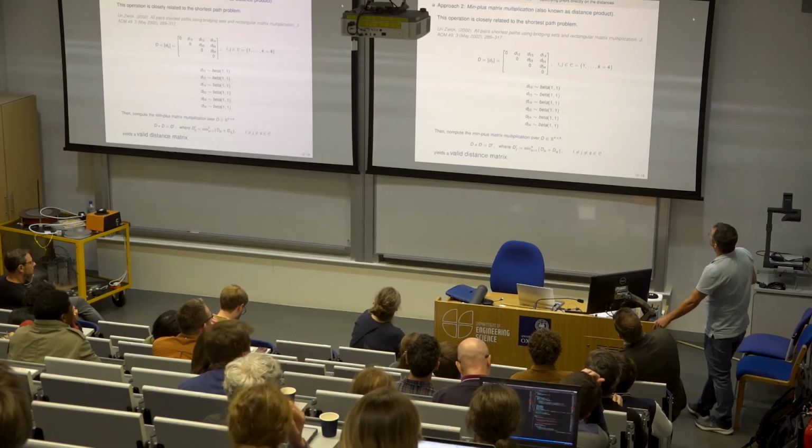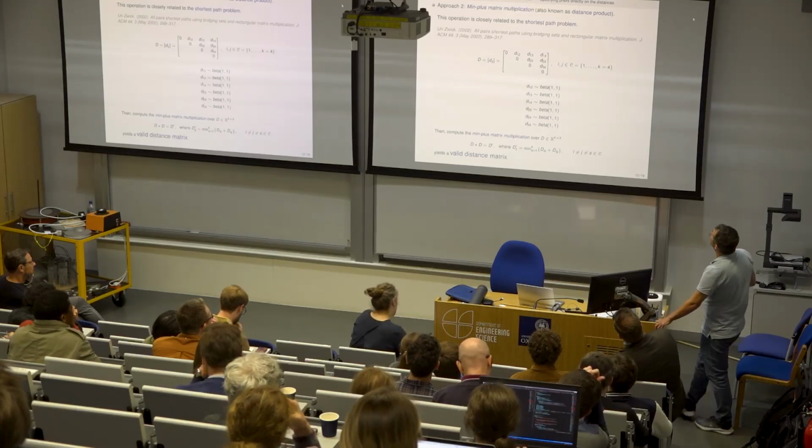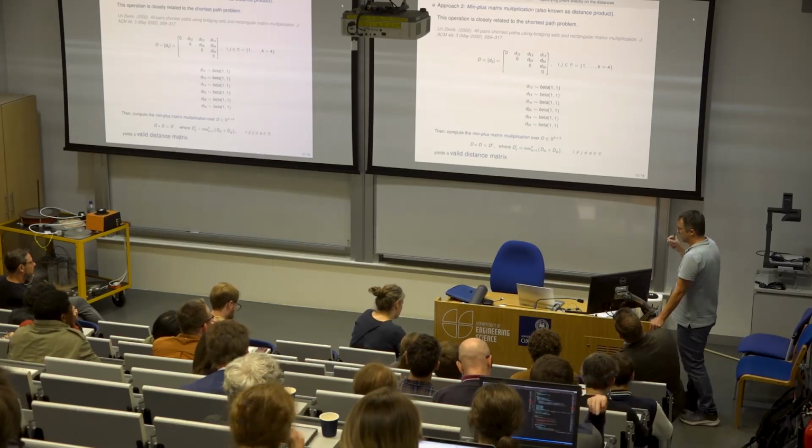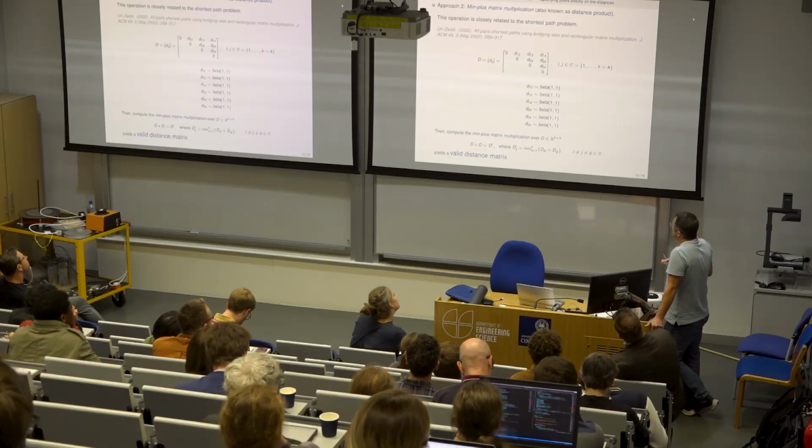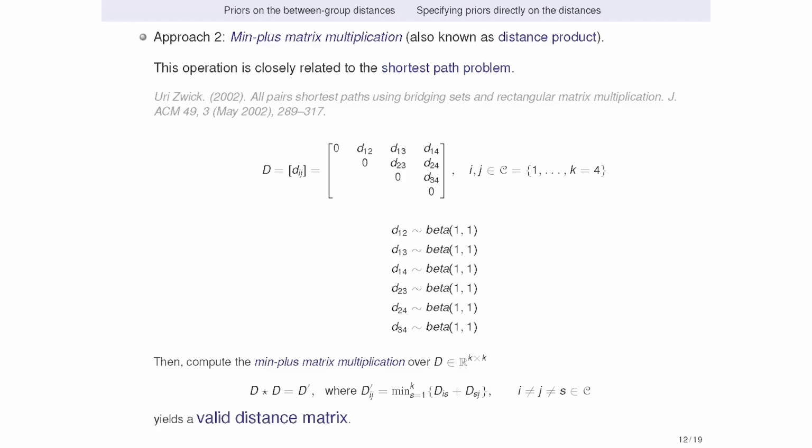So the second approach we implemented is also specifying the prior distributions directly on the distances, but now using the min-plus matrix multiplication operator in order to guarantee that the distance matrix is a valid distance matrix. This min-plus matrix multiplication is closely related to the shortest path problem.